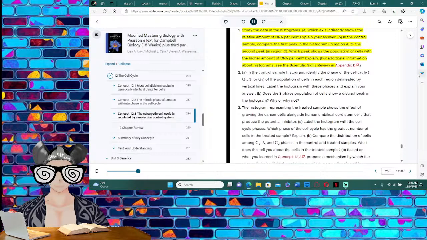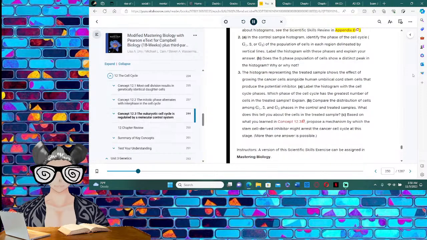Study the data in the histograms. A. Which axis indirectly shows the relative amount of DNA per cell? Explain your answer. B. In the control sample, compare the first peak in the histogram, in region A, to the second peak, in region C. Which peak shows the population of cells with the higher amount of DNA per cell? Explain. For additional information about histograms, see the scientific skills review in Appendix D.